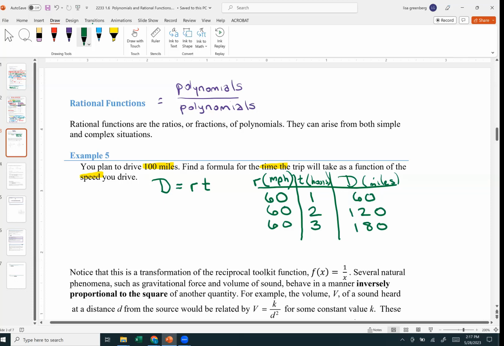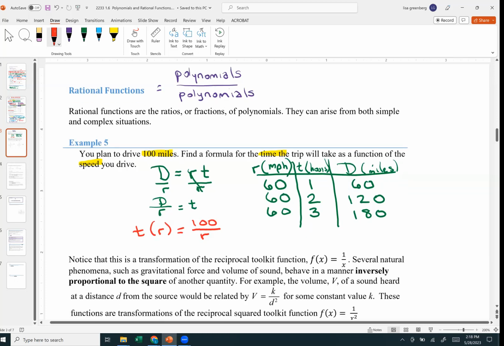So how do I solve this for time? I divide both sides by r, which gives me d over r is equal, these cancel, I get t. So I want t as a function of speed, which is our rate. That equals d, which I know already is 100, divided by r. So I found a formula for the time a trip will take as a function of the speed you drive.